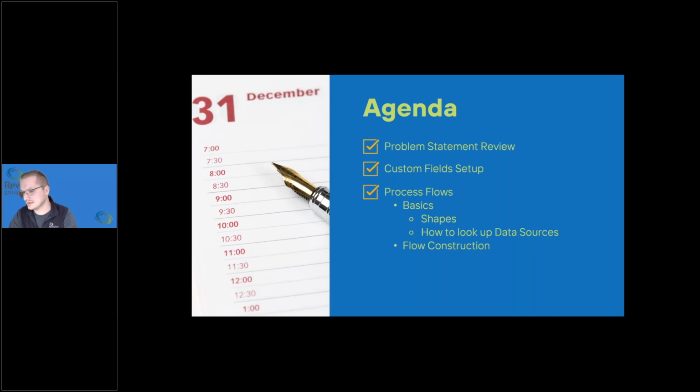We're going to go through some of the basics, what some of the shapes do, how to look up data sources that you can use and be successful in that process flow generation. And you're going to view today the complete flow construction from blank slate or canvas to a fully functioning process flow that's going to solve some of our issues.